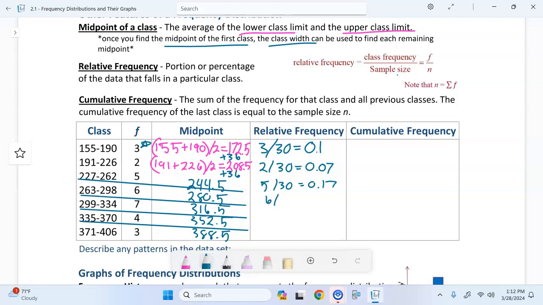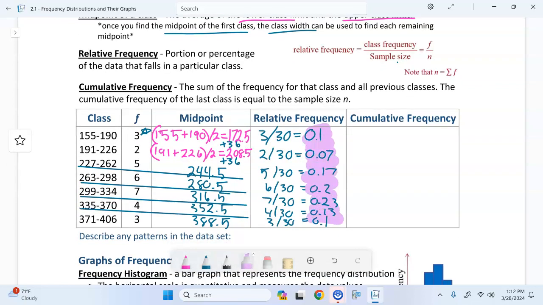And 6 divided by 30. And 7 divided by 30. 4 divided by 30. And 3 divided by 30 again. And we get 10%, 7%, 17%, 20%, 23%, 13%, and 10% again.